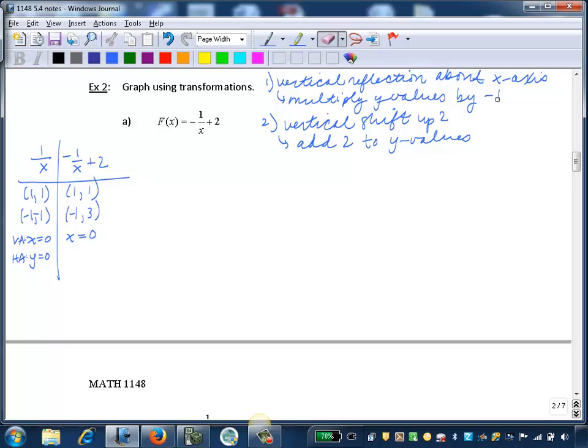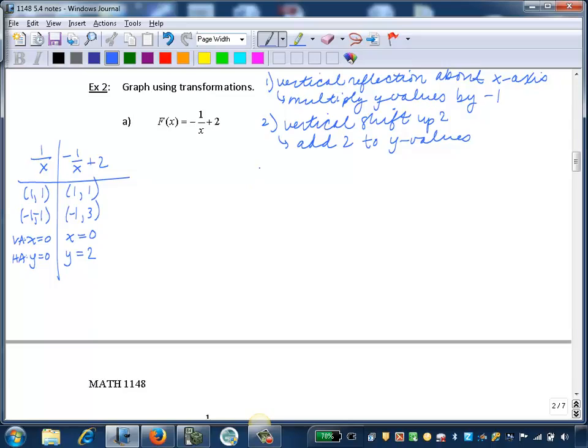So if I multiply the y values by negative 1, if I multiply 0 by negative 1, that would just stay 0, but then when I add the 2, it's going to change to 2. So this horizontal asymptote shifts up 2 units. So just think, when they're shifting, those asymptotes will shift as well.